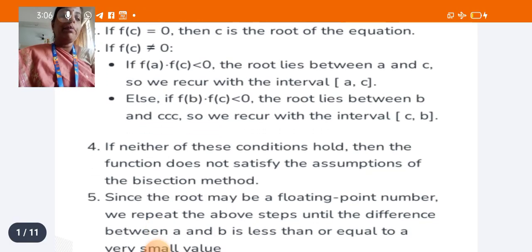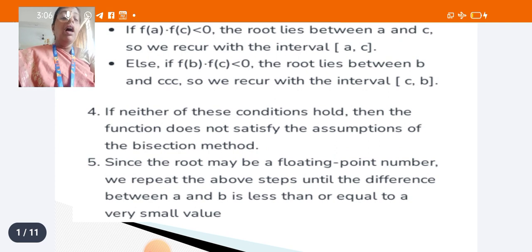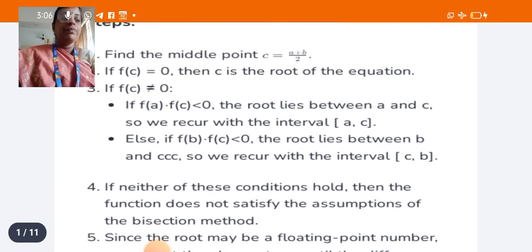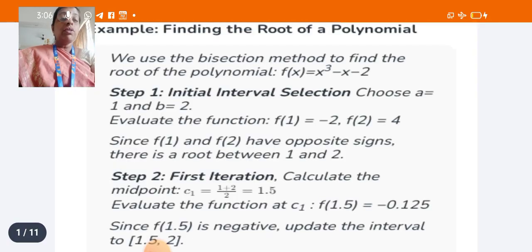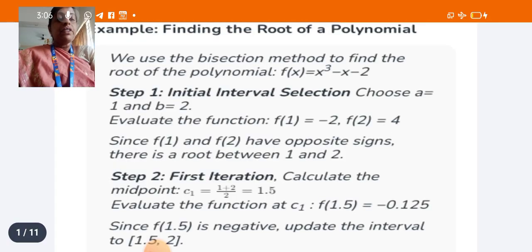Since the root may be a floating point number, we repeat the above steps until the difference between a and b is less than or equal to a very small value. Now we are going to see how to find the root of a polynomial using the bisection method.